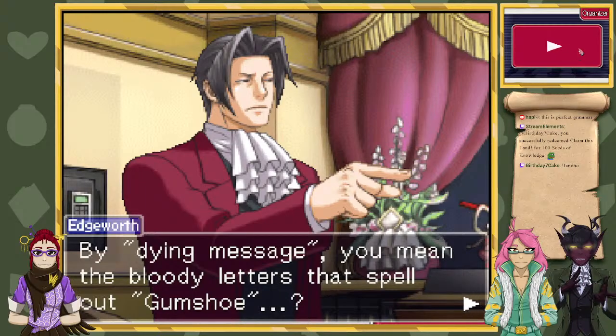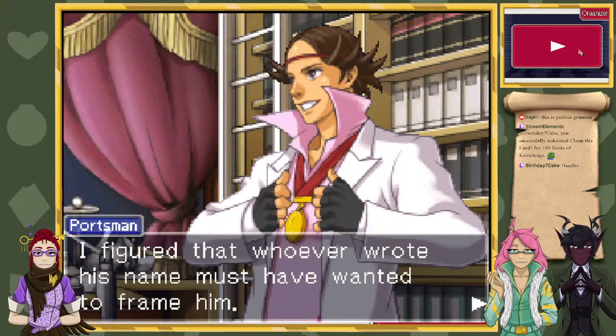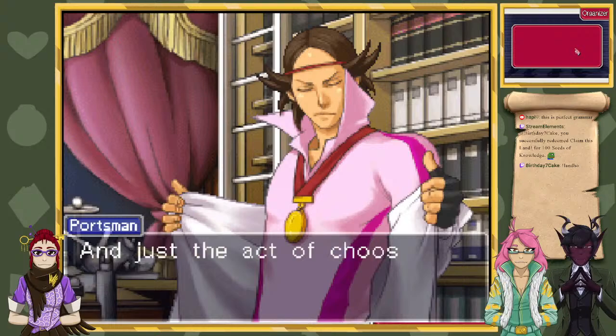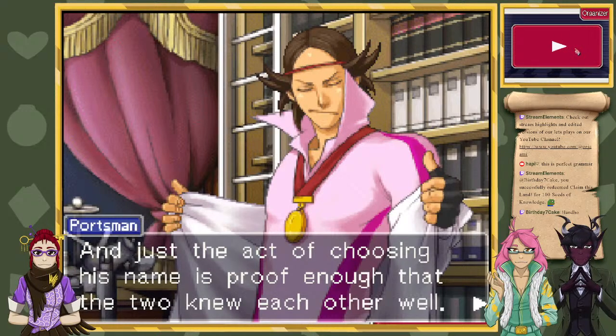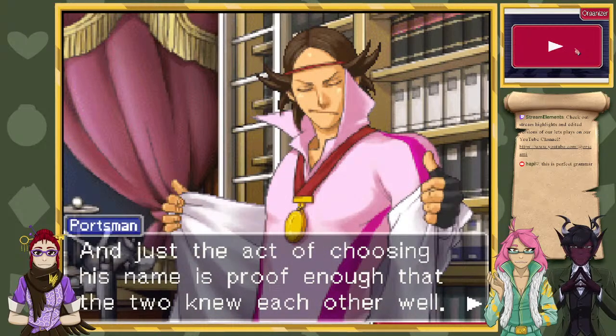You mean the bloody letters that spell out Gumshoe? I figured whoever wrote his name must have wanted to frame him, bro. And just the act of choosing his name is proof enough that the two knew each other very well. Yeah, bro.